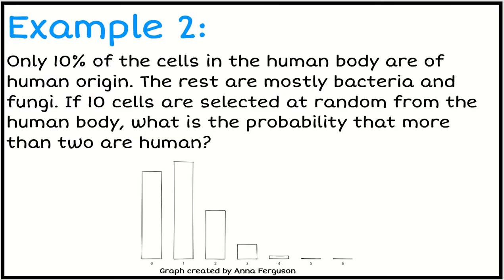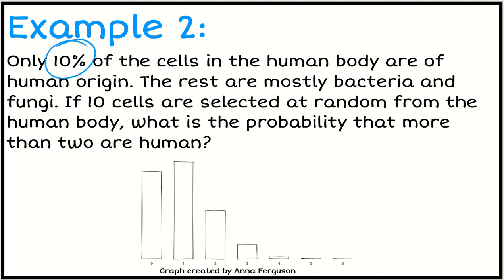Let's have a look now at a second example. Only 10% of the cells in the human body are of human origin. The rest are mostly bacteria and fungi. If 10 cells are selected at random, what's the probability that more than 2 are human?